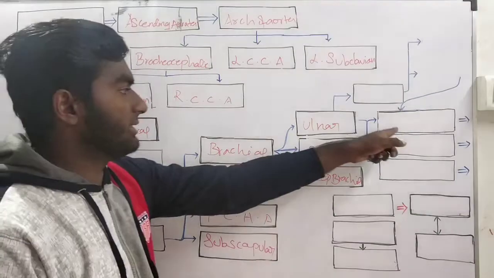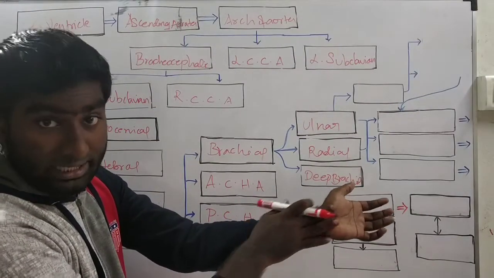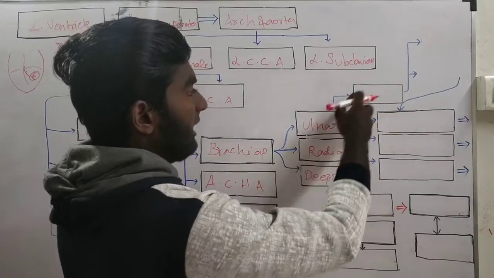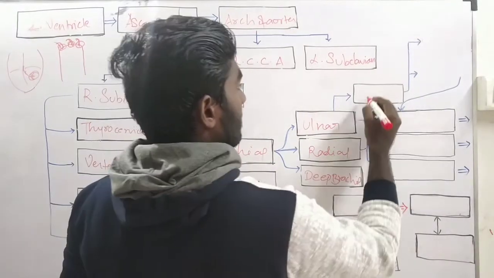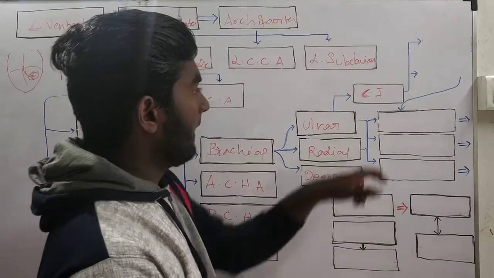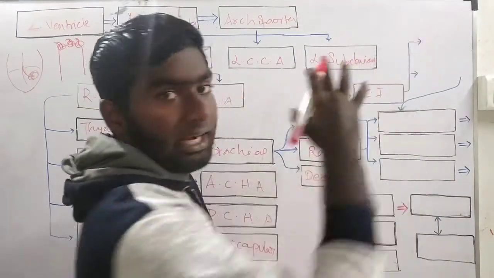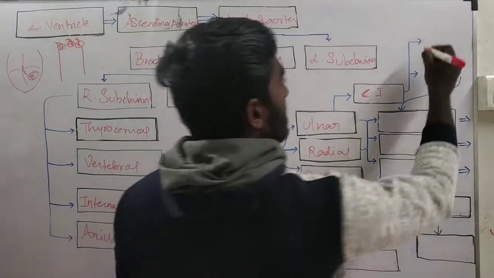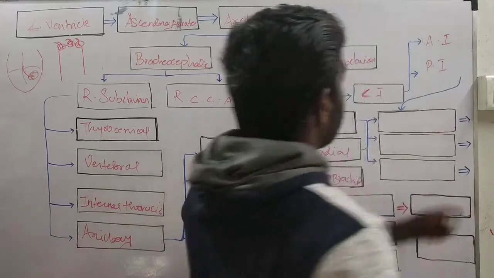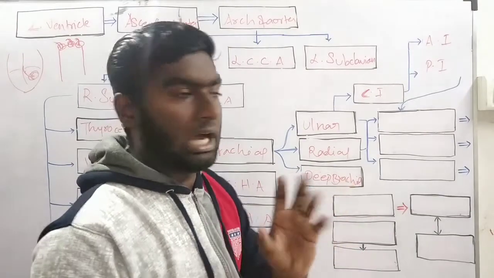This ulnar artery and the radial artery anastomose together and enter into the hand. Before going to that, this ulnar artery gives the common interosseous artery. The common interosseous artery gives two arteries: the anterior and posterior interosseous arteries. These anastomose together and join with the dorsal carpal arch.